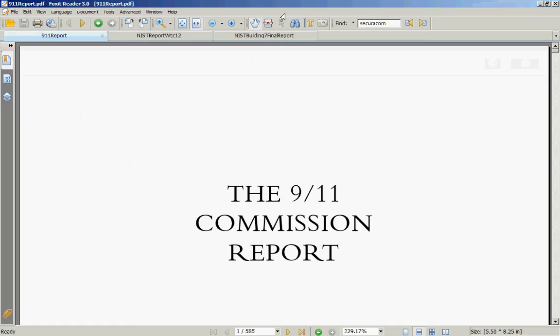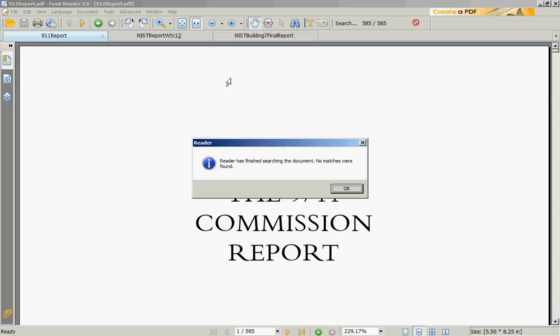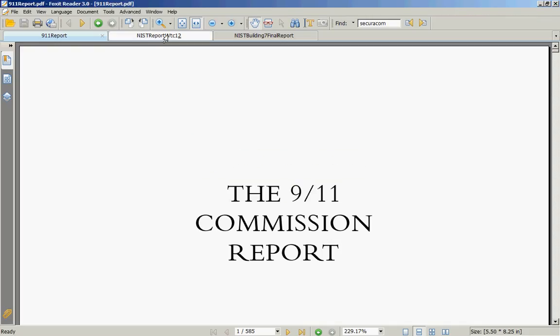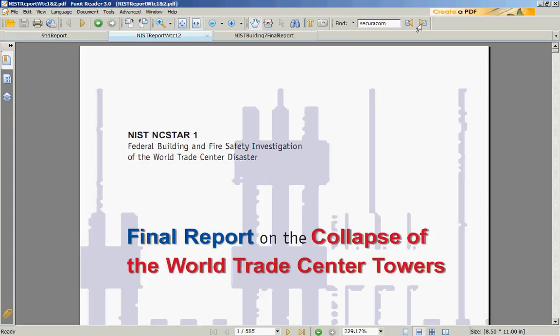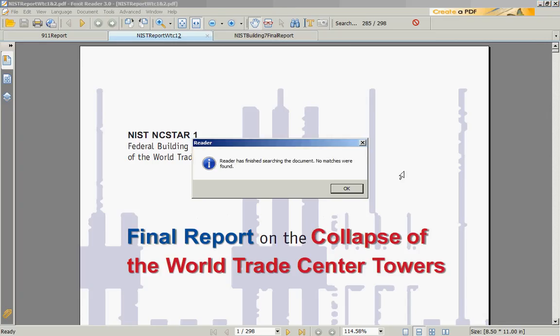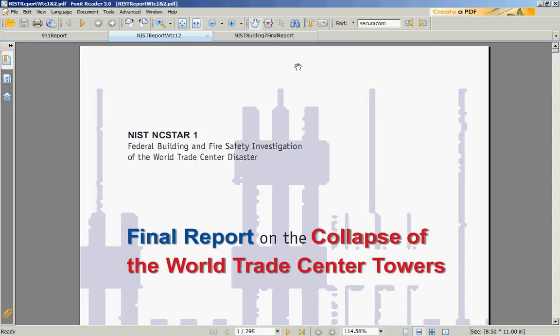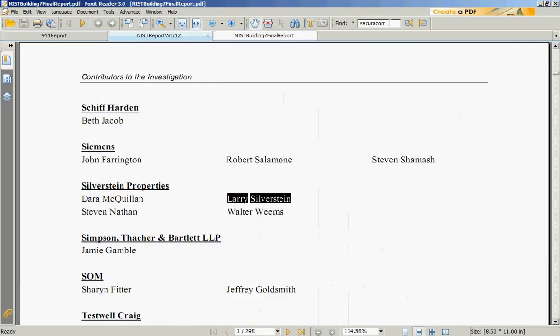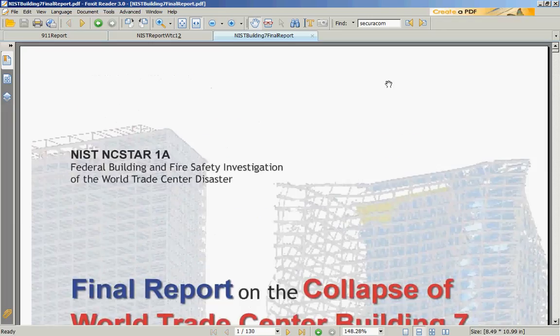Certainly a thorough investigation should start with asking the security guards. No occurrence. They were not mentioned at all. How about the Building 1 and 2 report? We're looking for Securacom. No matches found. Let's go to the Building 7 report, because they were also responsible for the security there. We'll start up at the top and then search down for Securacom.